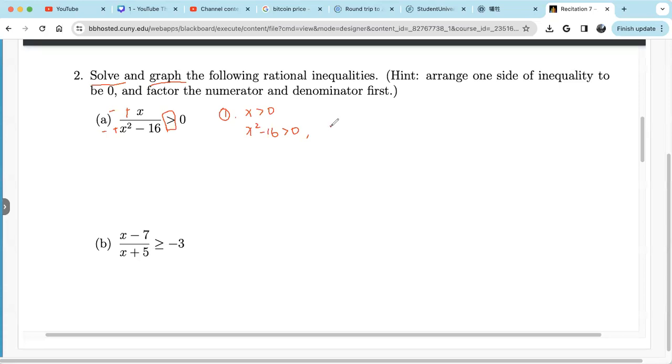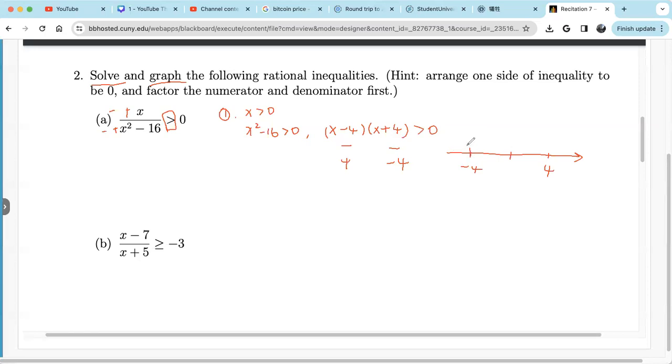Then the second one is x minus 4, x plus 4, right? Difference of two squared being positive. And we also can do the number line, right? So mark -4 here. We mark a +4 here. Because out of this, we get a +4. Out of this, we get -4.